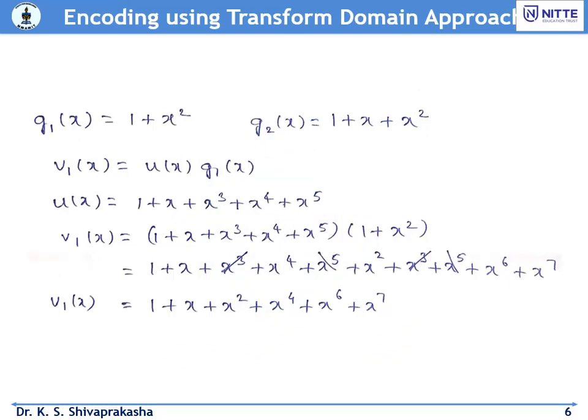As already mentioned, the first step is to represent the generator sequences in polynomial form. So the generator sequences were 1, 0, 1 and 1, 1, 1 for the given encoder. The corresponding polynomial representations are: g1 of x becomes 1 plus x square, since it is 1, 0, 1. Okay, so that is equivalent to writing 1 plus x square in polynomial domain, and g2 of x becomes 1 plus x plus x square because g2 was 1, 1, 1.